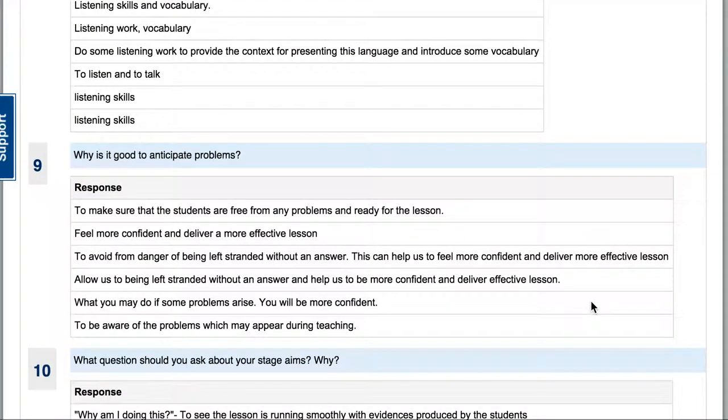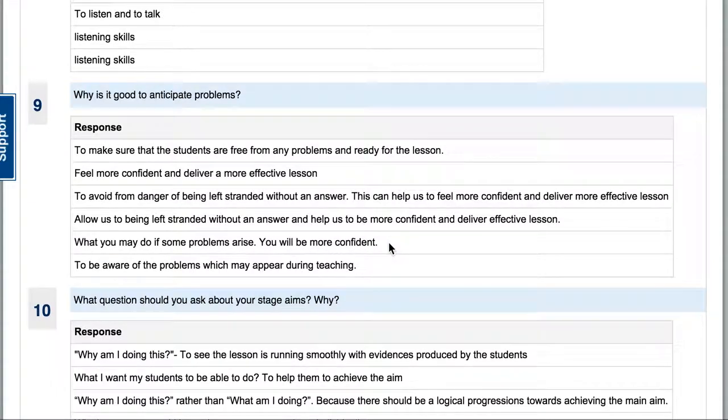Why is it good to anticipate problems? Well, quite simply, as this answer here says, to feel more confident. And that's something that I know that I feel if I think, okay, in this lesson, what am I going to do if those 2 students start arguing and shouting at each other again? Okay, I'm going to do this. What am I going to do if these students don't understand or finish more slowly than the others? Okay, I'm going to do this. So just being prepared for problematic situations definitely does make you feel more confident, I think.